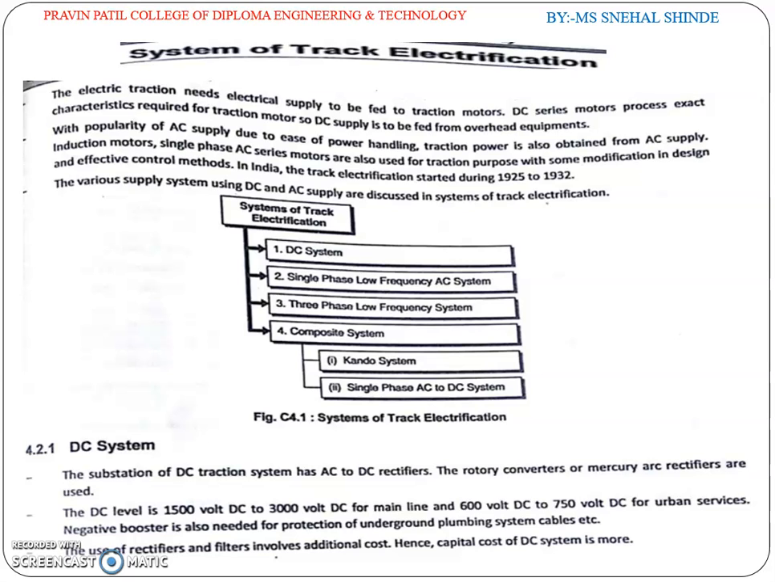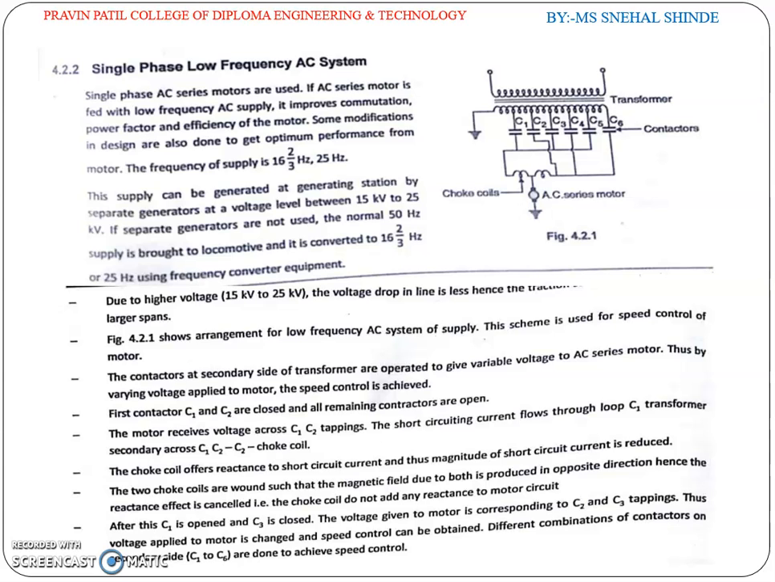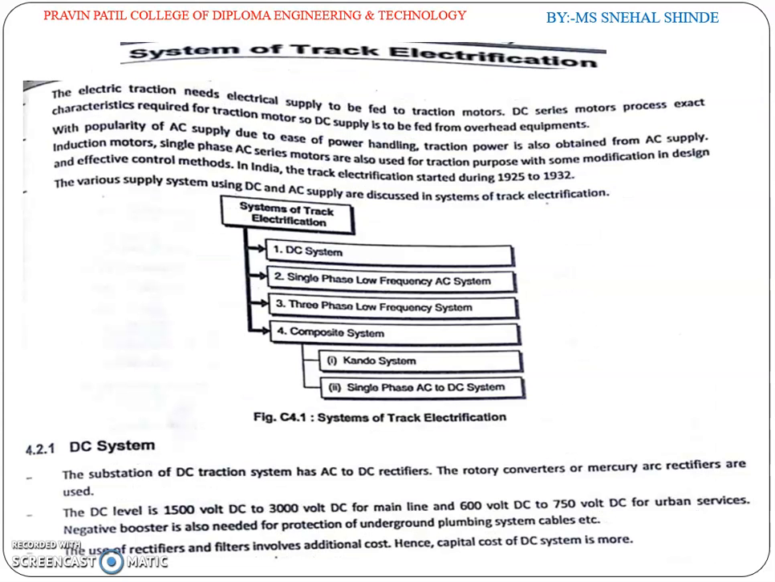So first is the DC system. Next is the single phase low frequency AC system. Third is the three phase low frequency system. Fourth is the composite system, and in the composite system there are two parts: first is the Kando system and second is the single phase AC to DC system.